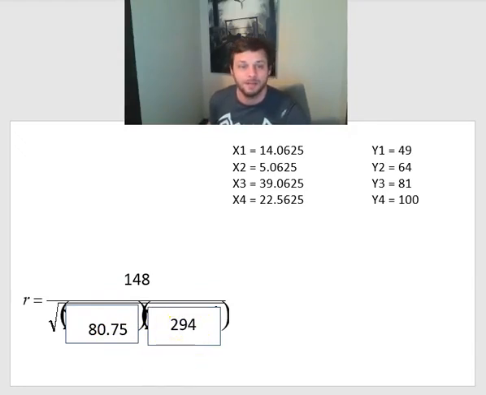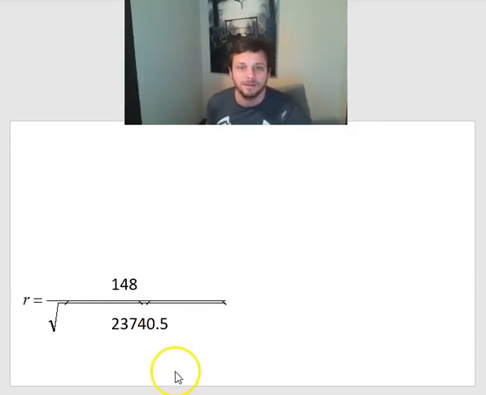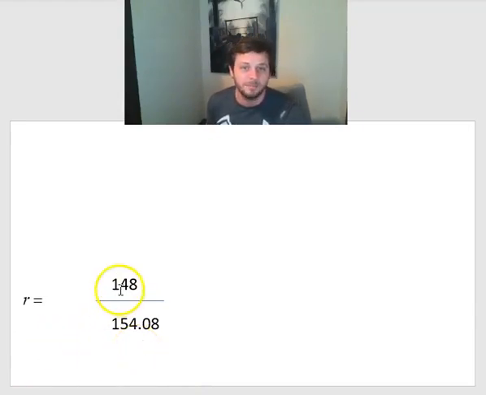Now we multiply those together, and you get a number that looks like 23,740.5. You take the square root of that, and you end up with 154.08. Now we have our denominator, 148 divided by 154.08 gives you an answer around 0.960 something something something. I think it's like 0.9609, so 0.961.